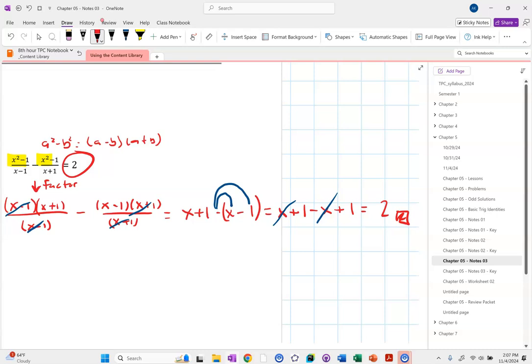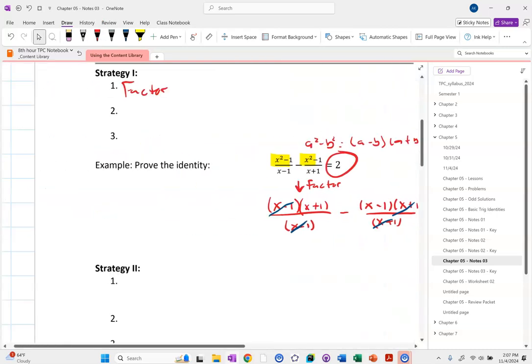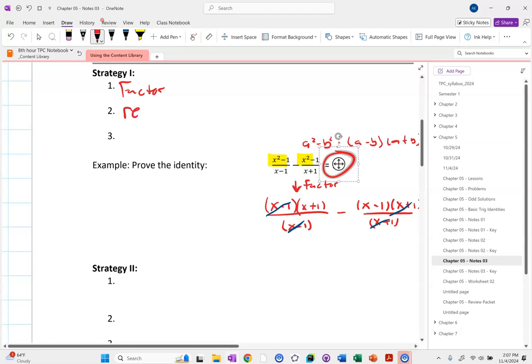What do you guys think? Is that okay? So again, we factor, reduce, and combine like terms.